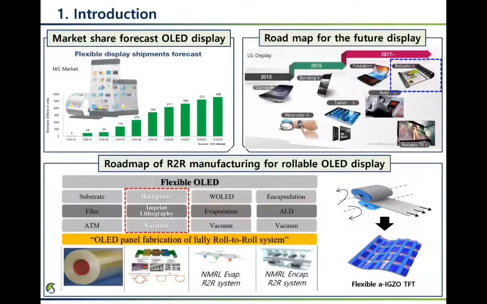Demand for OLED display in the market is increasing, and research on flexible displays such as rollable and foldable is increasing. In order to adjust the supply and process cost to meet the demand, a roll-to-roll process that can print a large amount of display using a roll is suggested as an alternative.